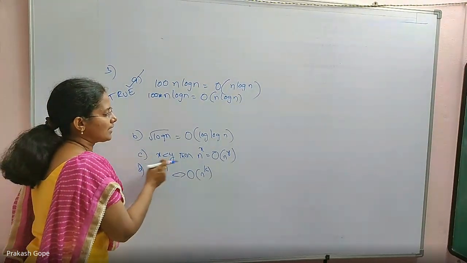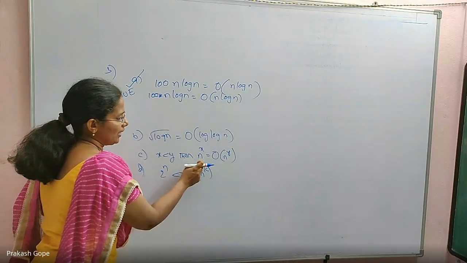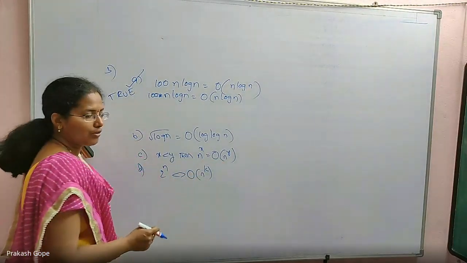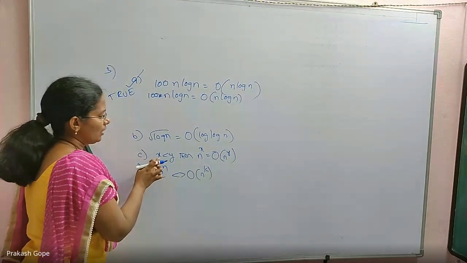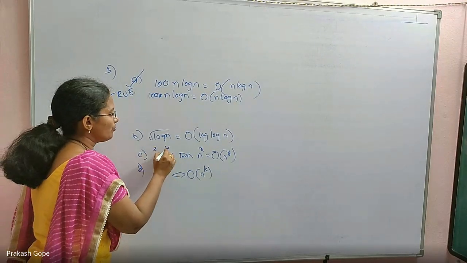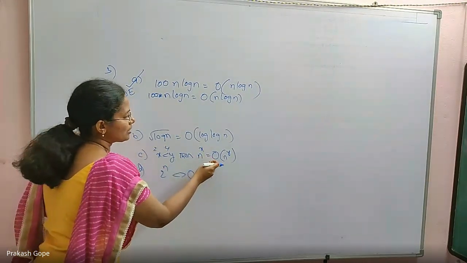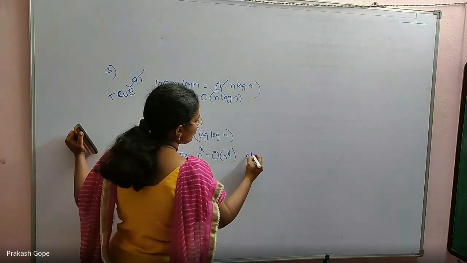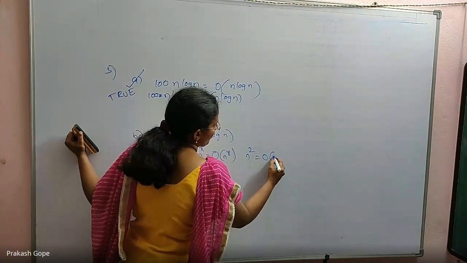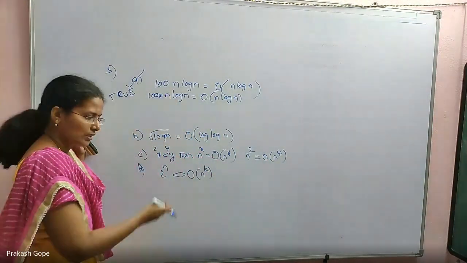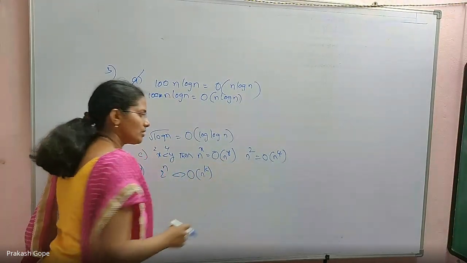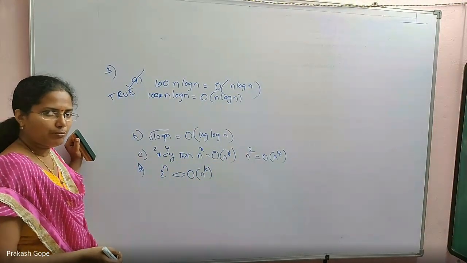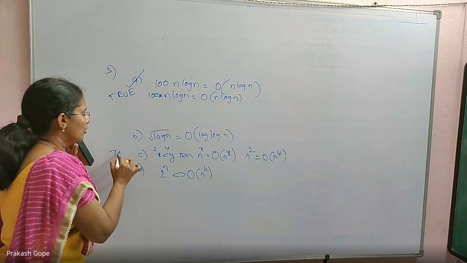If x is less than y, then n power x is equal to big O of n power y. Big O means less than or equal to. If x is less than y, which means 2 and 4, n square is equal to big O of n power 4. Yes or no? Obviously true. This is also a true statement.